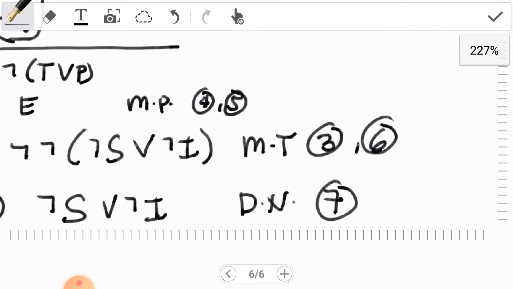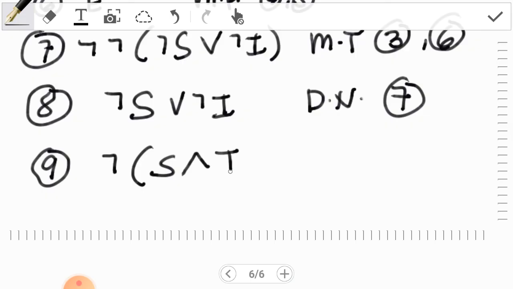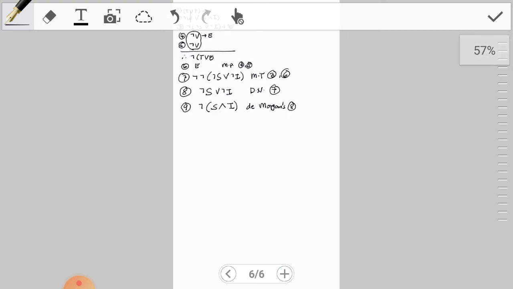S and I. So how do we get S and I? Isn't it, to get an S and I expression here, we can use De Morgan's rule. So that should now be the negative, or not, of S and I. So what did we use here? This is just using De Morgan's rule for line number 8. De Morgan's rule of line number 8.